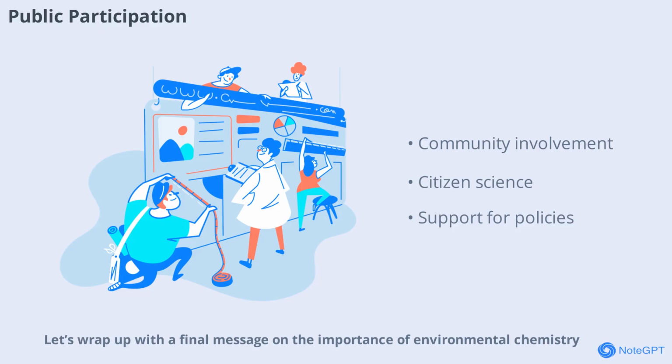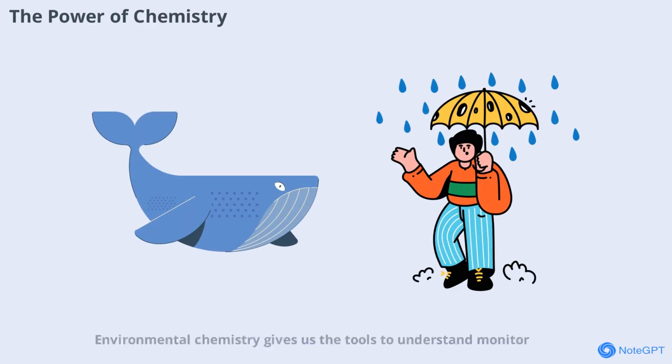Let's wrap up with a final message on the importance of environmental chemistry. Environmental chemistry gives us the tools to understand, monitor, and solve environmental problems. By studying the chemical processes that shape our world, we can develop solutions to pollution, climate change, and resource depletion. Everyone has a role to play, from scientists and policymakers to individuals making everyday choices. Together, we can build a cleaner, healthier, and more sustainable future for all.